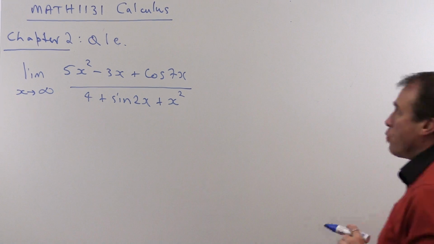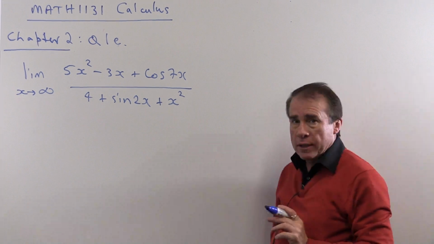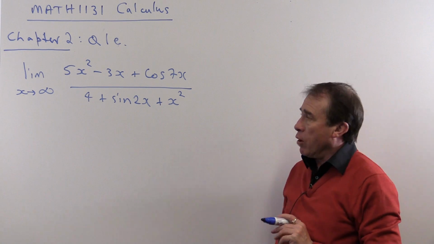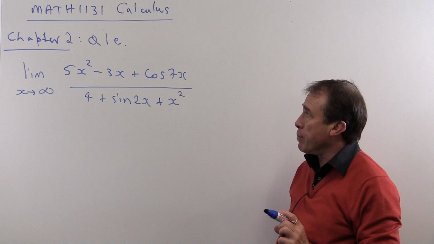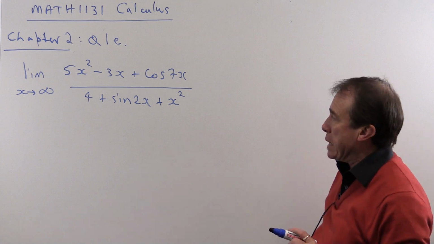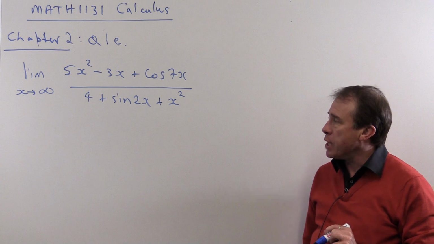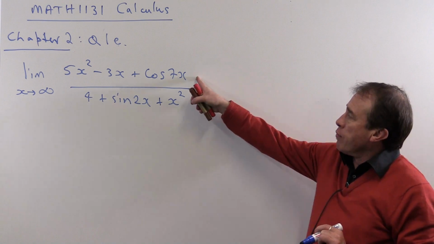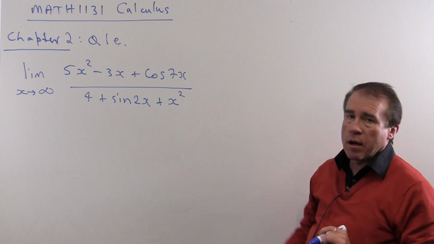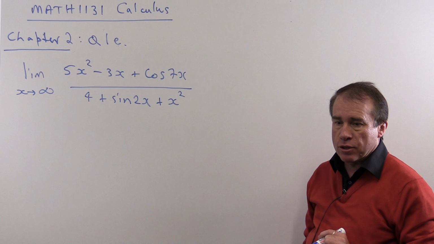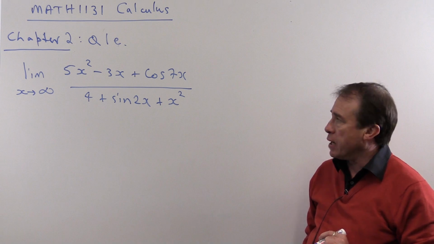Hello, this is MATH1131 Calculus, and I'm just doing a selection of problems on the calculus course. This one's from Chapter 2, Question 1e. So it's one of these limits to infinity examples here, and I've got one function divided by another function, and we want to look at what's happening to this as x gets very, very large.